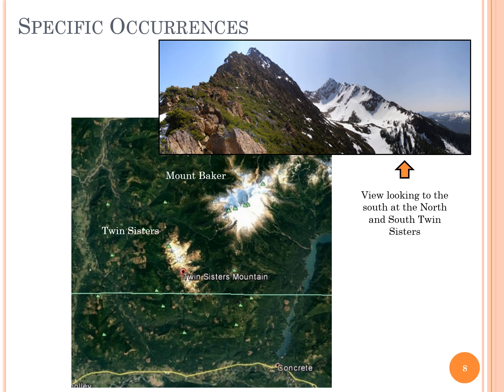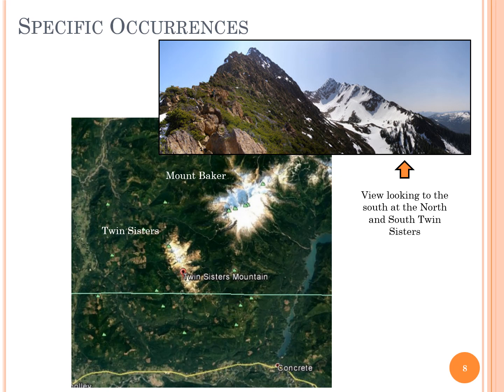And also we decided, as you know, in all these presentations to talk about specific occurrences. Here is a picture of the Twin Sisters, the above right area with the north and south Twin Sisters looking to the south. In the lower left, we have an aerial view of Mount Baker and the Twin Sisters to the south-southwest of there, oftentimes snow-covered pretty much all year round.